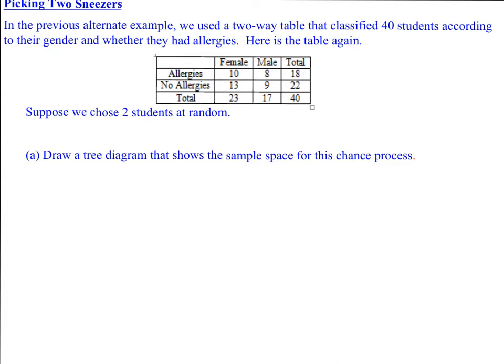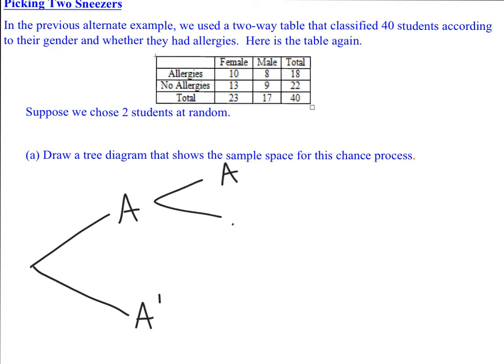I'm going to show you how to draw a little tree diagram to work through some other problems, for selecting two. It's the same data as an allergy problem that we did earlier. Here's what a tree diagram would look like, because we're going to select two students. Here's my first draw. There's allergies and not. And here's my second draw, allergies and not. So this would give you my sample space. Both students have allergies. First one does, second one doesn't.